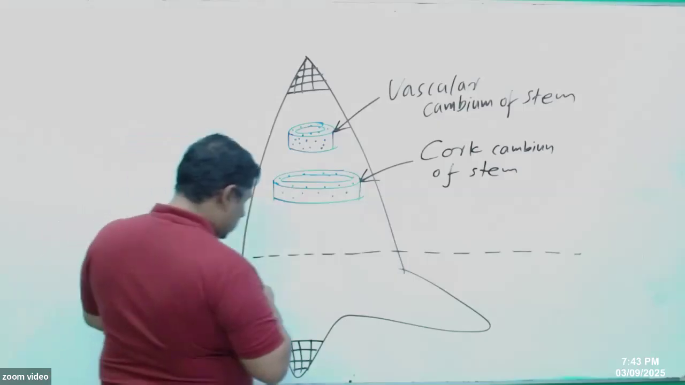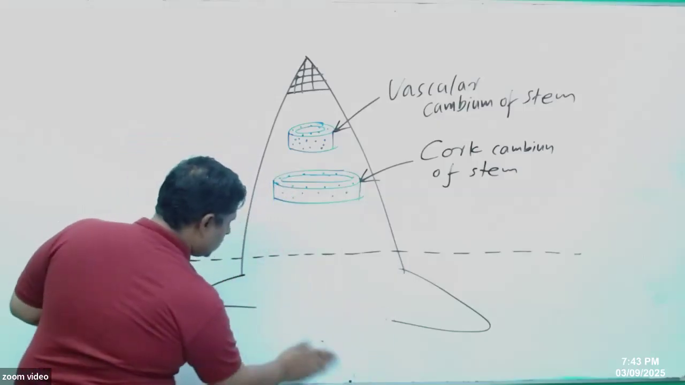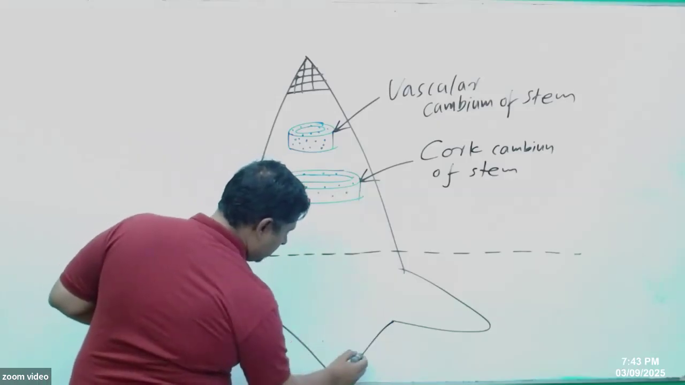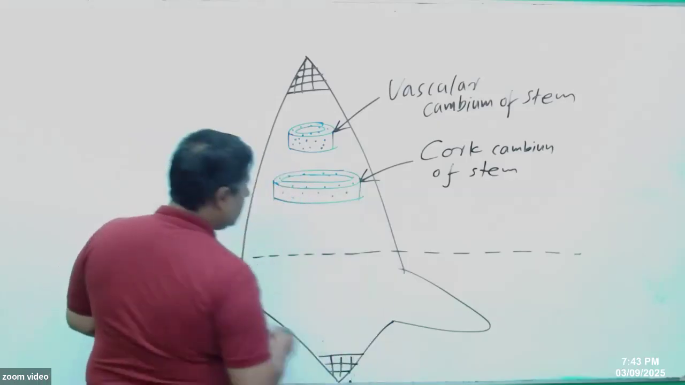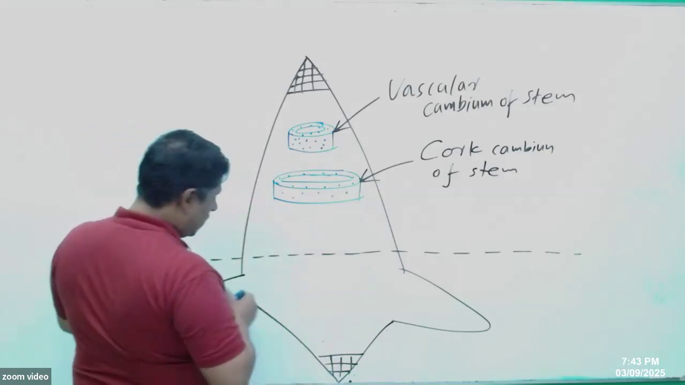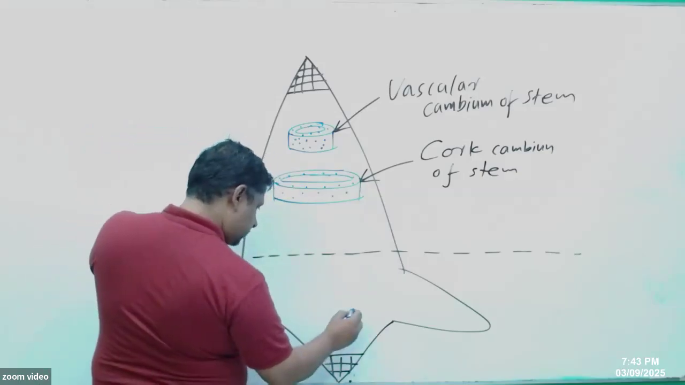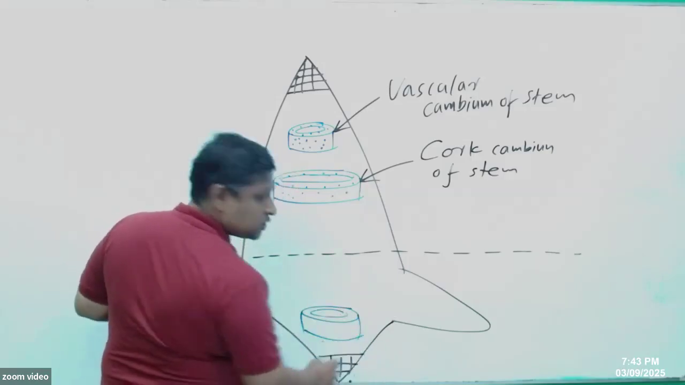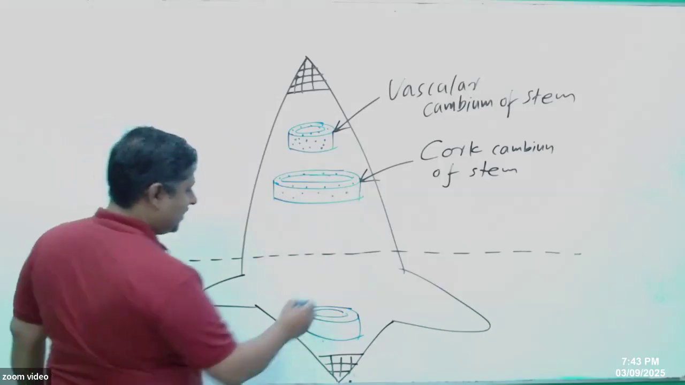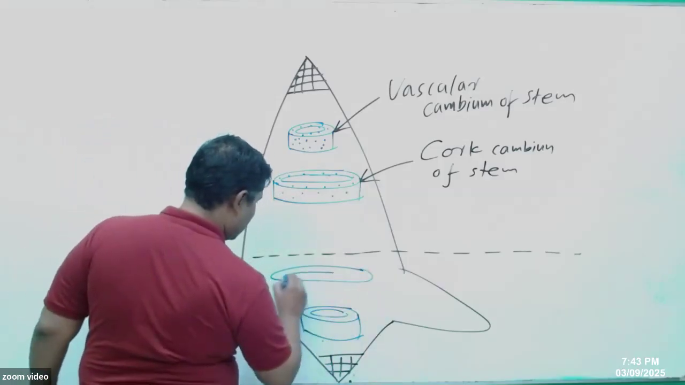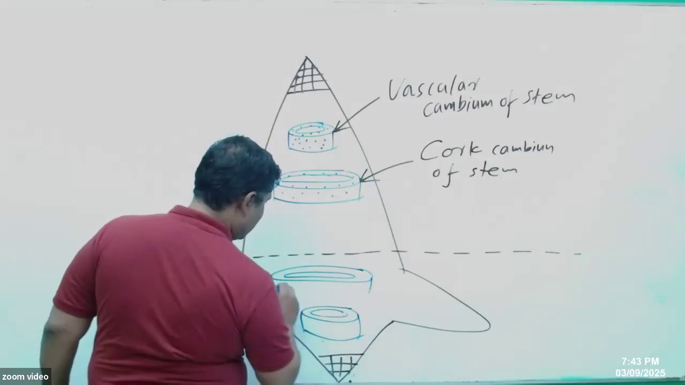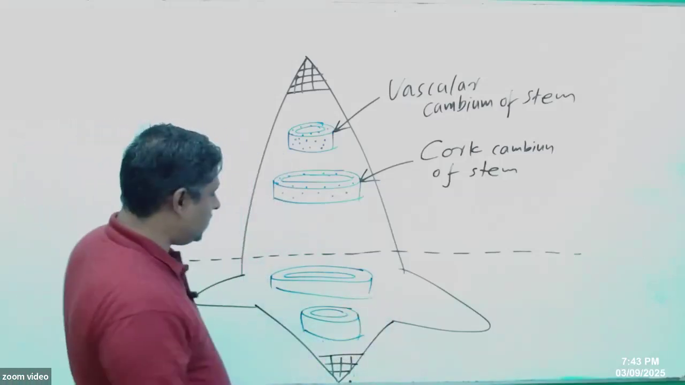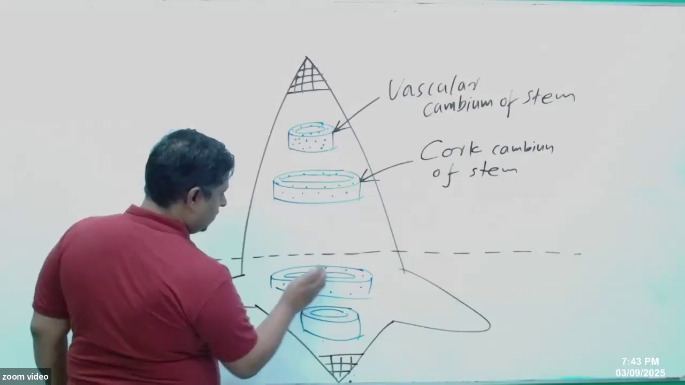Now, same like that in the root, you can see, people, two dividing tissues present. The lateral meristems are there. One of the lateral meristems is this one. This is the vascular cambium of the root. And this one, people, I think some of you know that. What is that, people? Yes, cork cambium of the root. Very good.